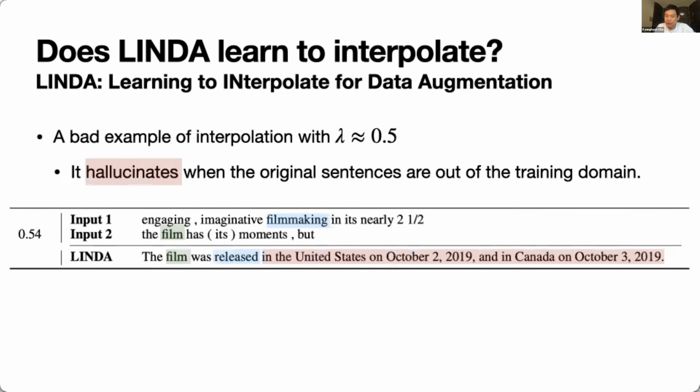Now, of course, there are some bad examples as well. It's just a bad example that you see from any kind of language model that we train, that it does hallucinate. In particular, when the original sentences were out of the training domain, LINDA was found to hallucinate more, especially with the coefficient close to 0.5. As you see on the slide, the input sentences have absolutely no information about the date or the place where the film was released. However, LINDA just makes it up. It says that the film was released in the United States on October 2nd, 2019, and in Canada on October 3rd, 2019. Very plausible, but has nothing to do with the input sentences, which makes it not really an interpolation at all.